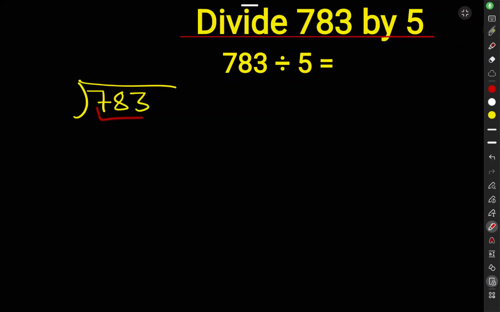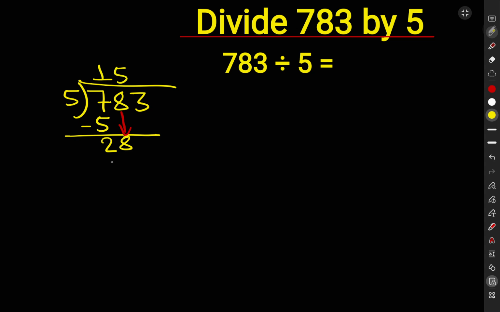Divide 783 by 5 in a long division method. 5 times 1 is 5. On subtracting we get 2. So now we put down this 8 and it is 28.